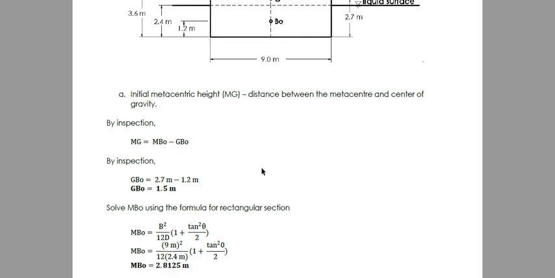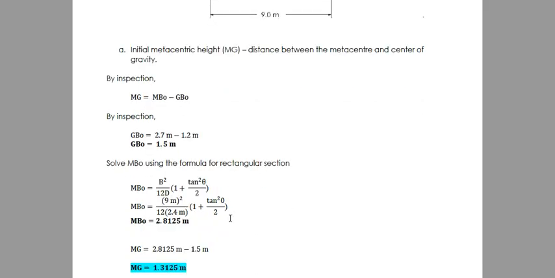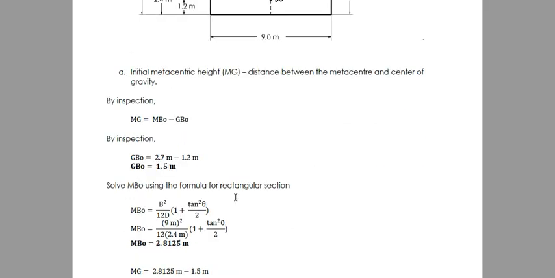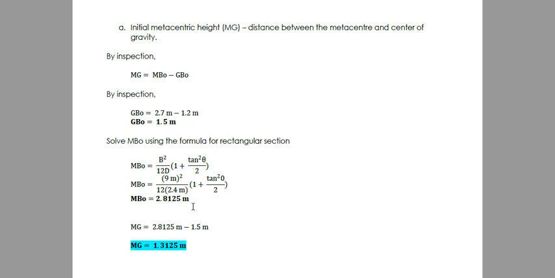And we solve for MBo. Since we have a rectangular section, we have a formula for it. Or you may also use the general formula to solve for MBo. Since there is no tilt yet, MBo is equal to B squared over 12D times the quantity 1 plus tangent squared theta over 2. Theta here is 0 since it hasn't tilted. So MBo is 2.8125 meters.